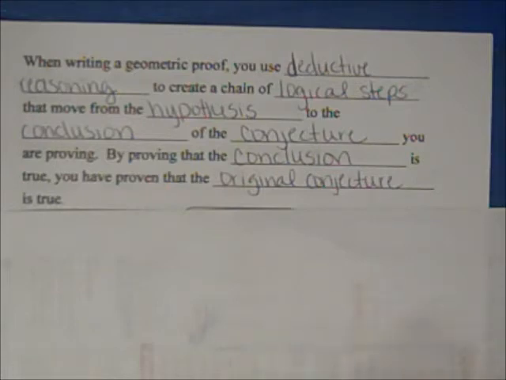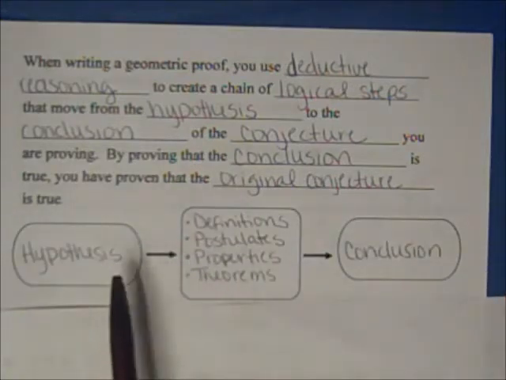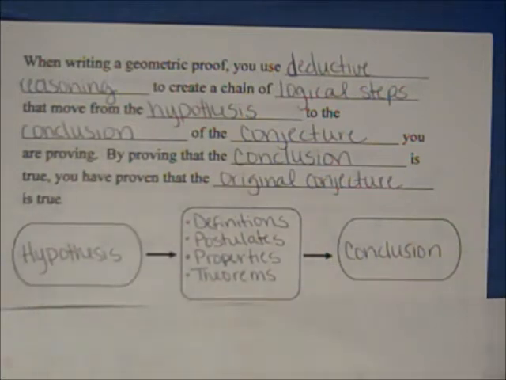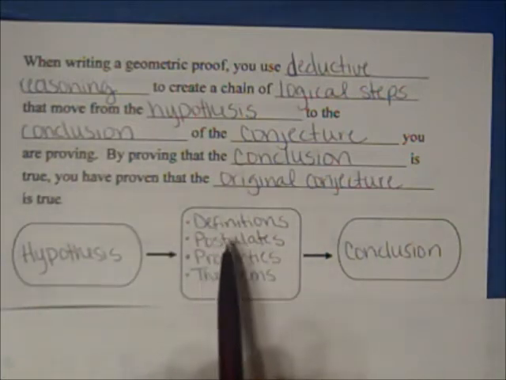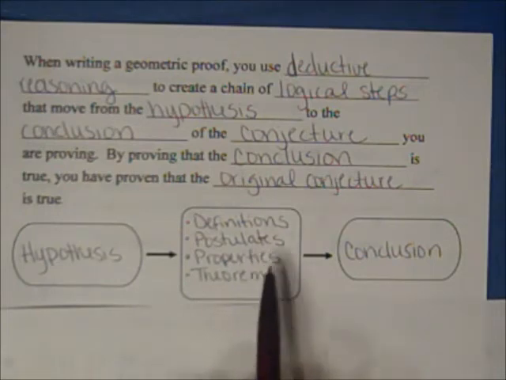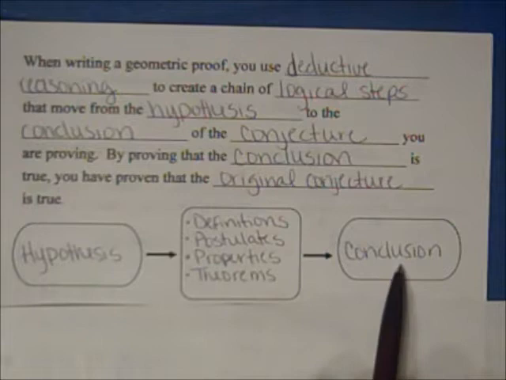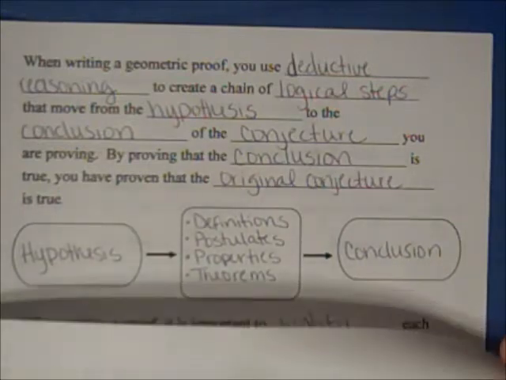So we're going to have a sentence, and we're going to work through it step by step. We're going to start with the hypothesis, prove, until we get to the conclusion, and then we're done. Okay, so here's a little flow chart. We start with the hypothesis, and then all throughout the middle, we're going to use definitions, postulates, those properties like properties of equality and properties of congruence, and then in our theorems, in whatever combination we need to make it make sense, and then we will wind up with our conclusion when we're done. Okay, so that's our process.